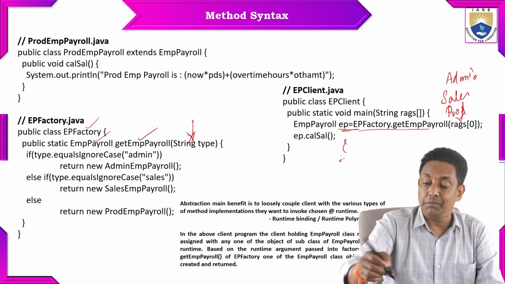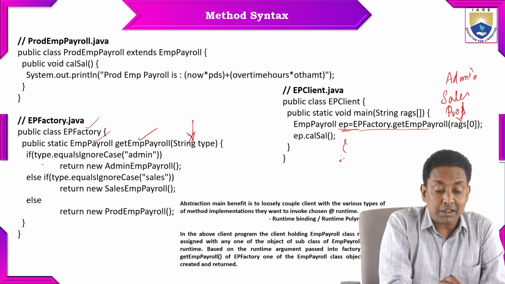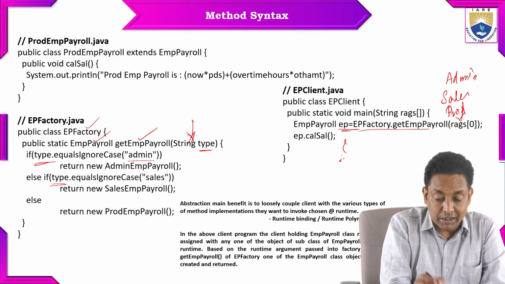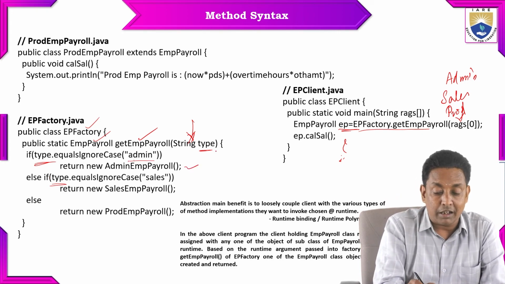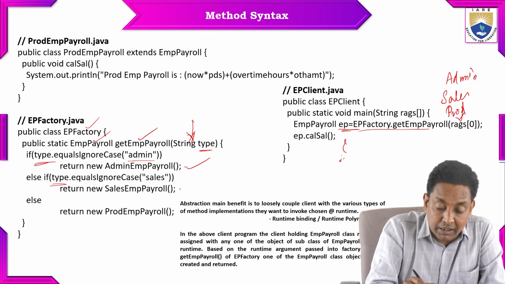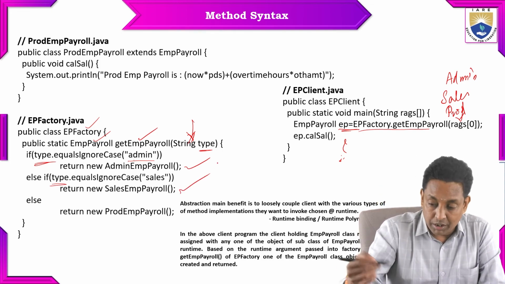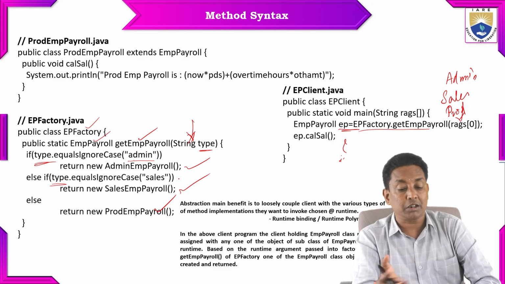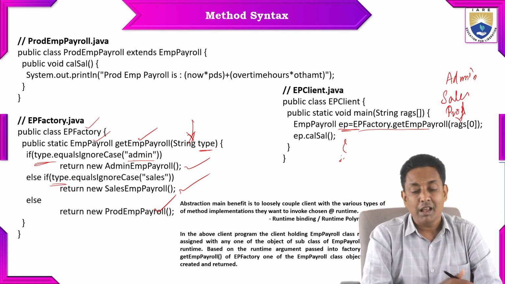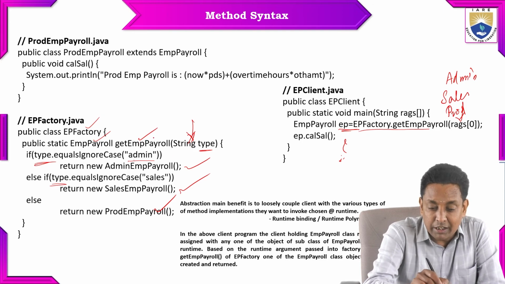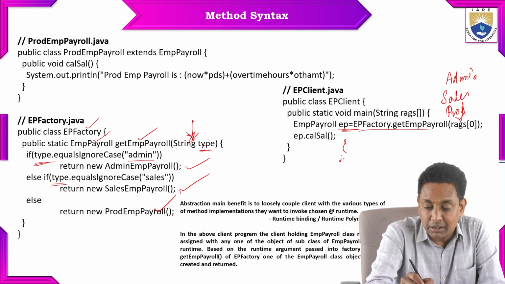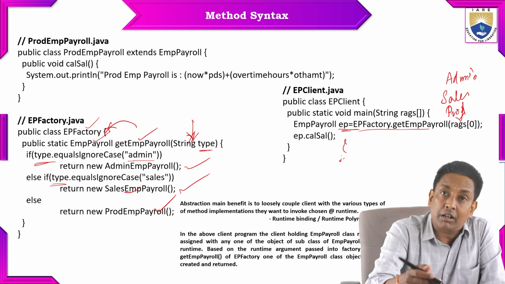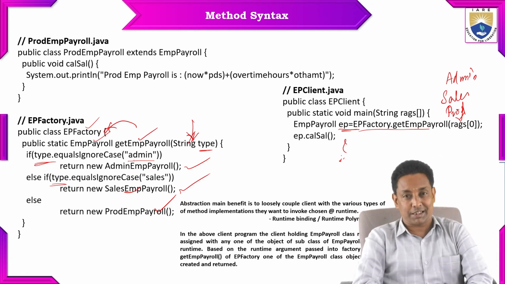So, however you request admin, sales or production, I'm just ignoring the case. The type comes as argument here. I'm ignoring the case and comparing if it is admin, and if you're requesting for admin, I'll create and return an admin payroll class object. If you request for sales, I'll return a sales payroll class object. If you request for something other than sales and admin, I'll return the production employee payroll class object. And the purpose of this factory method is, whichever class type you request, the method will dynamically create and return such employee payroll class family of objects.